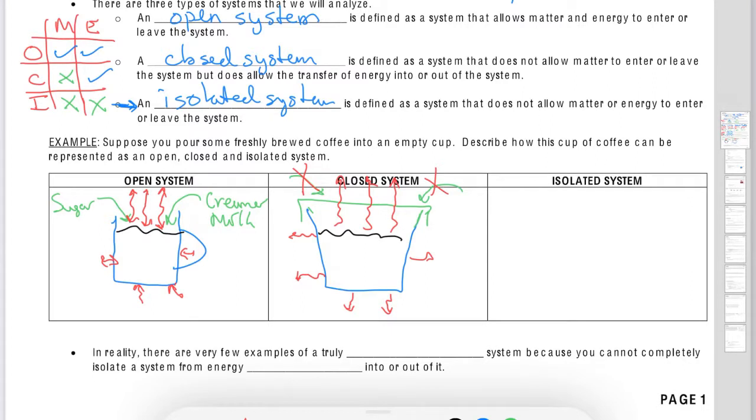And now finally the last one is an isolated system. If you think about it, people will get these nice insulated cups, and they'll get these ones with these nice tight-fitting lids.